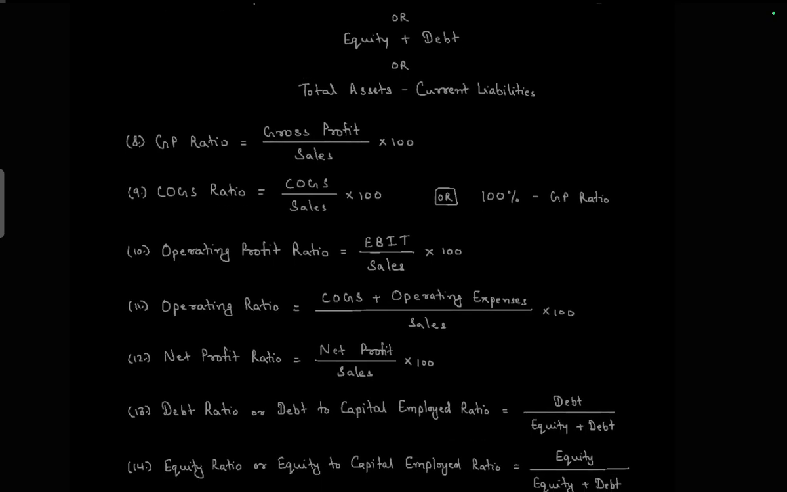Operating profit. What is my operating profit? Earnings before interest and tax divided by sales into 100. After administration expenses, the amount before interest and tax, divided by sales into 100.